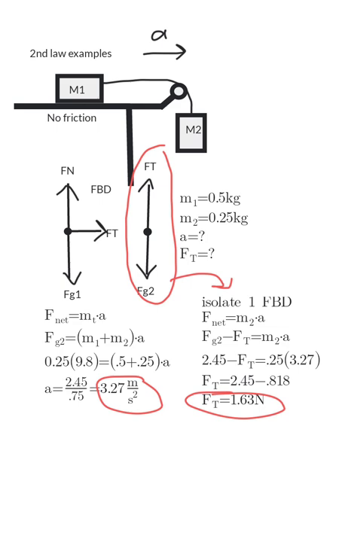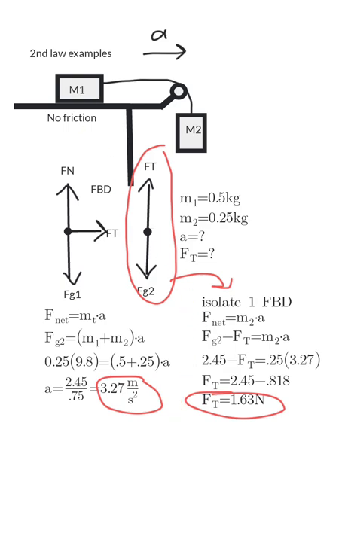All right, so to continue on, we're isolating mass 2, sorry. So we have force of gravity 2 minus the tension equals M2A, and we solve for tension, and we get Ft is equal to 1.63 newtons, just like what we did today. Now, the only difference between the lab problem that we had and this problem is that there is no friction, so you don't have to worry about that.